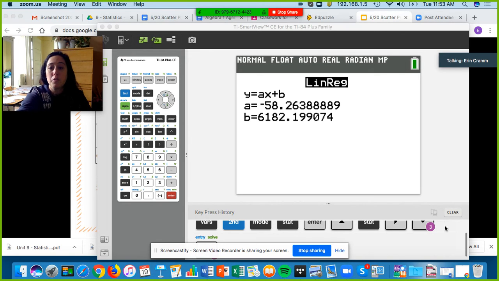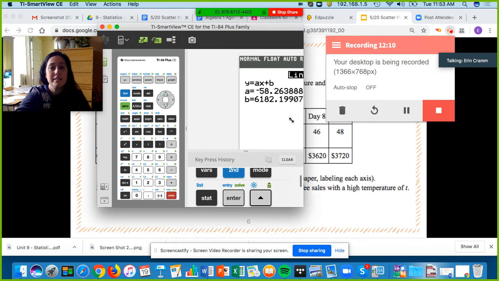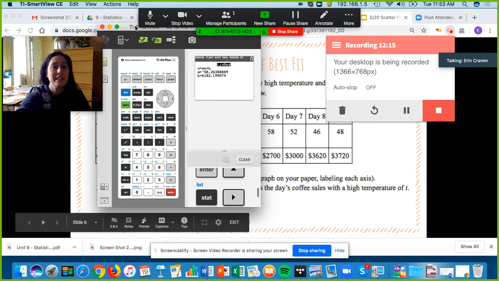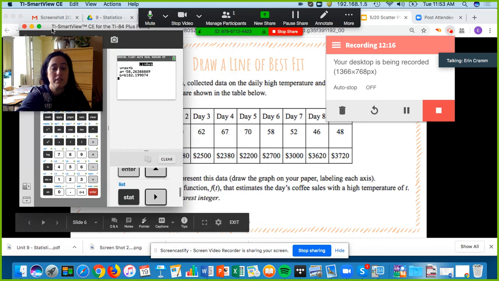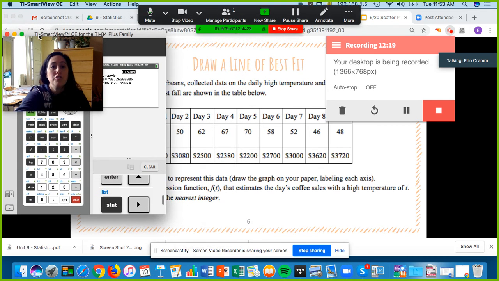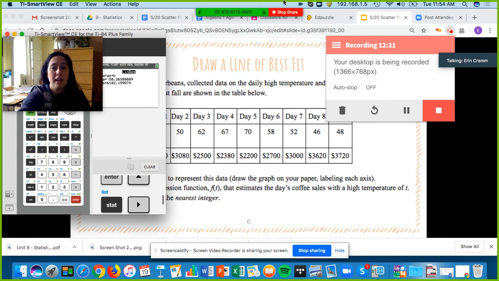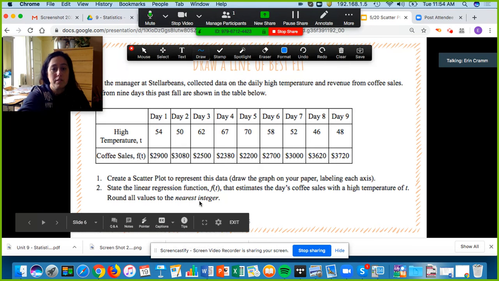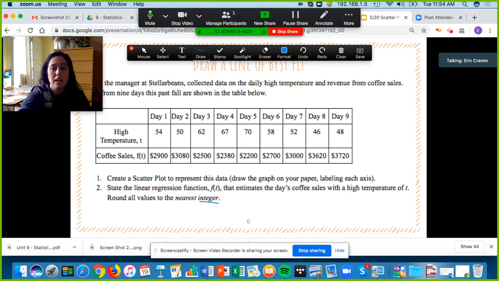I'm going to make this smaller. It says to put it to the nearest integer. Sorry, I've got so many things going on here. If you notice, it says I want it to the nearest integer right here. Okay, nearest integer.